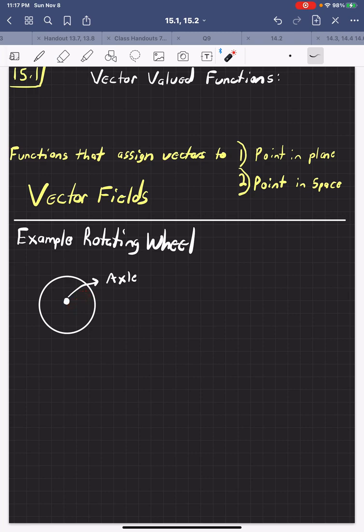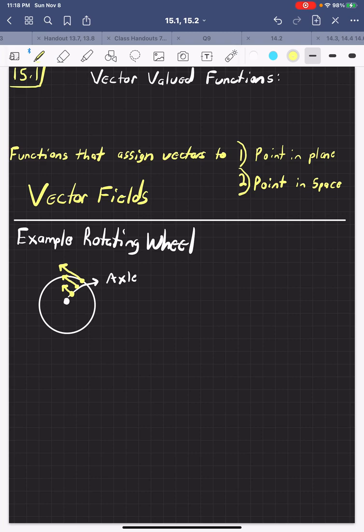Now, if we wanted to model this, imagine that there's a function out there, and the job of this function is to assign vectors at different points on this wheel. So we might have a scenario where if you plug in the following xy point, it gives you the following vector. If you plug in this point, you get the following vector, and if you plug in this point, you get the following vector.